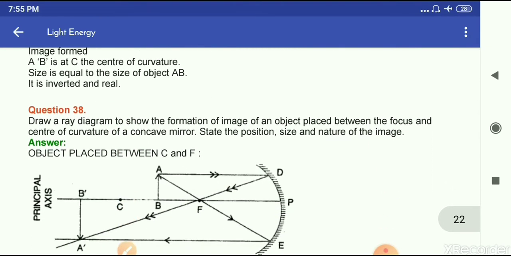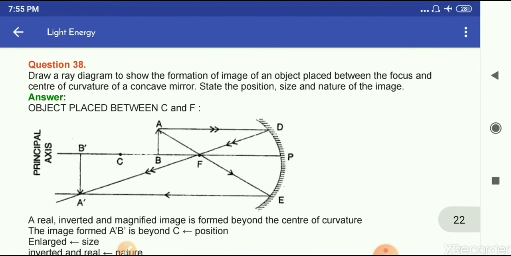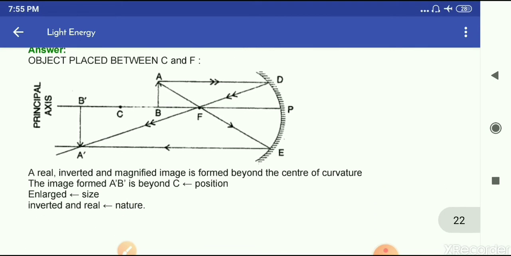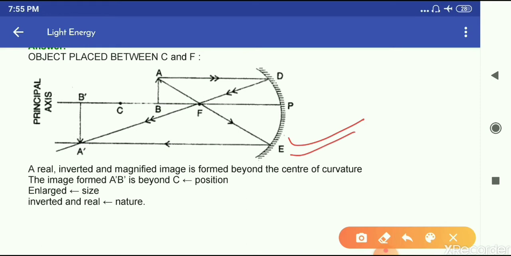Question number 38. Draw a diagram to show the formation of image of an object placed between the focus and center of curvature of a concave mirror, and state the position, size and nature of the image. So this is the diagram for this answer, and the nature is a real, inverted and magnified image is formed beyond the center of curvature, and also you have to write this one.